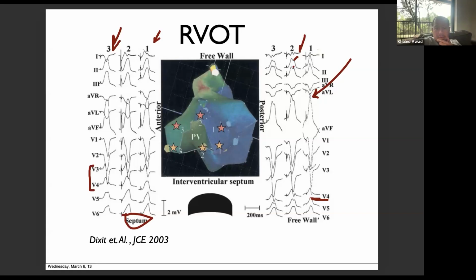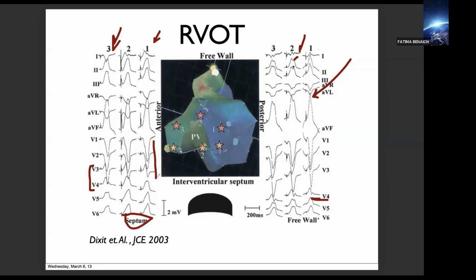Look at V1, V2, V3. There are barely any R waves in them, right? Whereas this has a little bit more R waves than you see on the free wall side. So the transition is later on the free wall. The QRS is wider on the free wall. The QRS has more notches on the free wall, and the QRS is wider on the free wall.